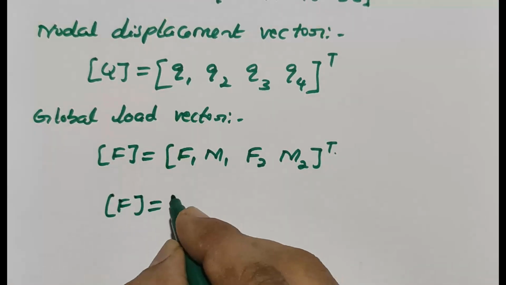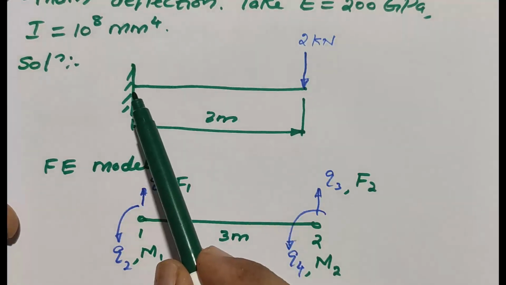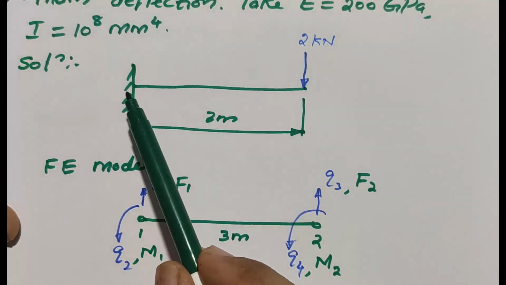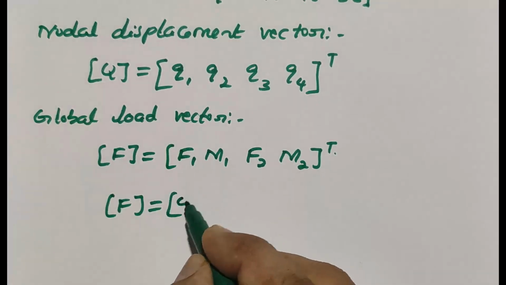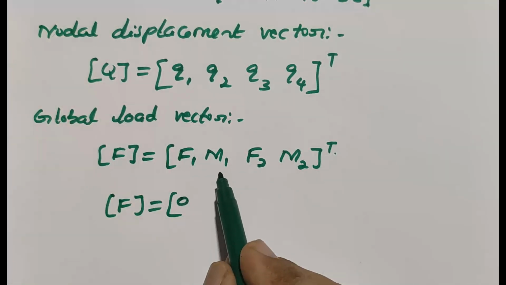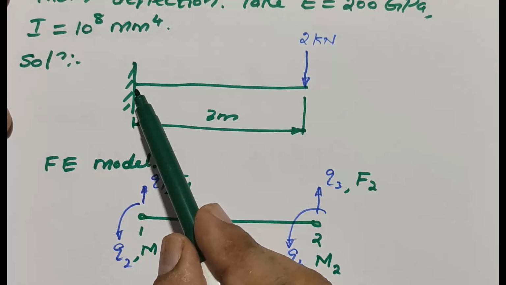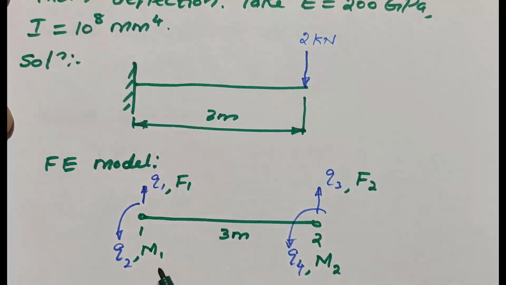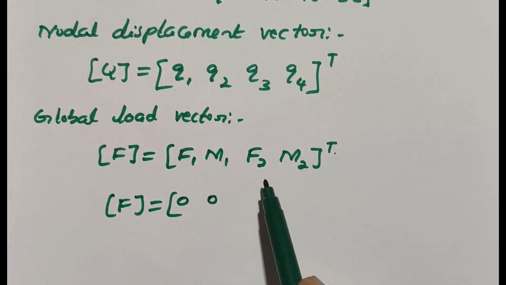F is equal to, we need F1. See, if you see the figure, at fixed end no force is acting, means F1 is 0. So here F1 is 0. Next we need M1, means applied moment at node number 1. See the figure, at fixed end no moment is applied, means applied moment is 0. That means applied moment is M1, so M1 will be equal to 0 at node number 1. So M1 is 0.